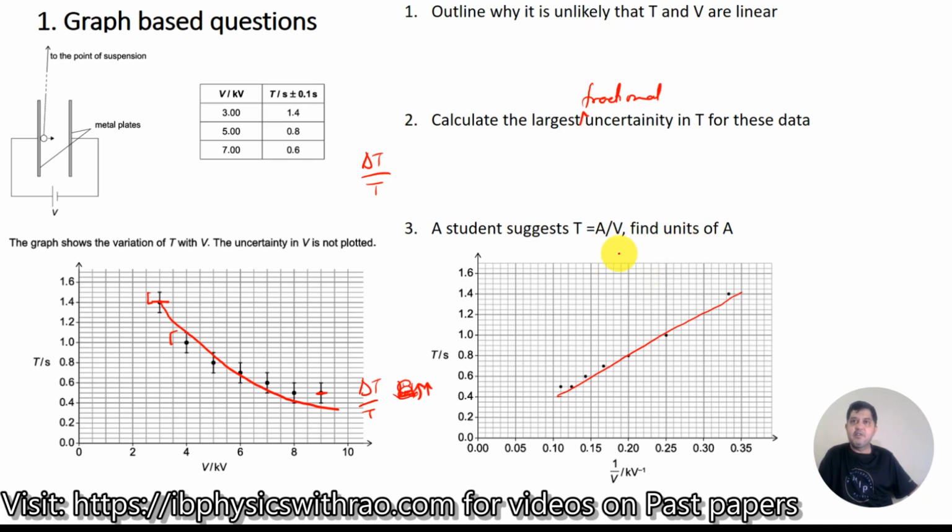Okay, a student suggests T equal to A by V, find the units of A. Now what you need to do is take A as your subject. So A is equal to TV. What is the unit of T? Unit of T is seconds. What is the unit of V? See, this was kilovolt. Kilo is your multiple, so don't use that kilo here. Just use volt. The answer is units of A is second multiplied by volt, or volt into second.